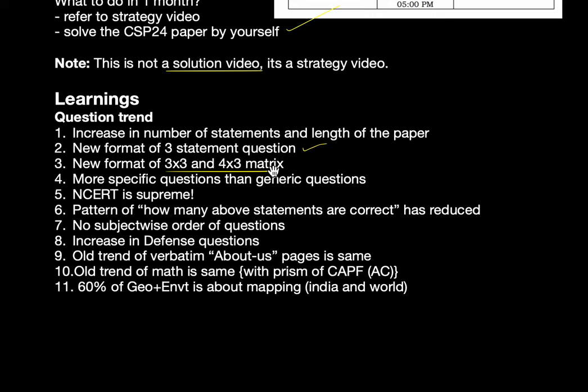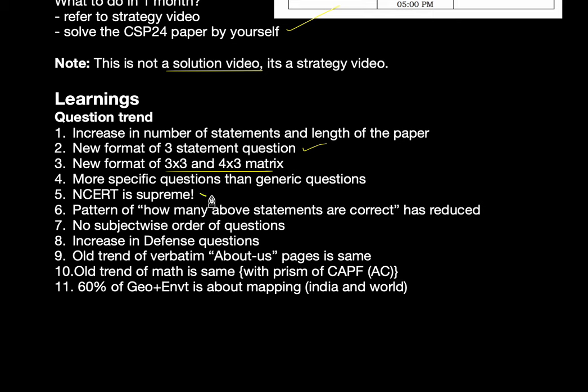Actually, because of the 3x3 and 4x3, the questions are becoming easier, because you know that even the slightest error will make the entire column, the entire row wrong. So it's slightly easier for us. More specific questions than generic questions.